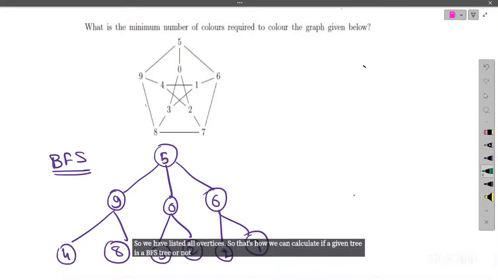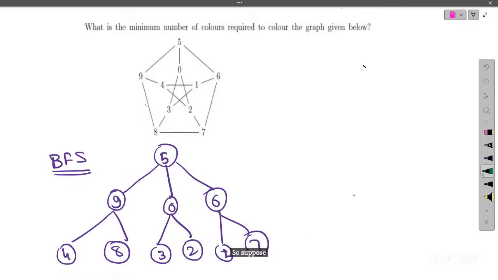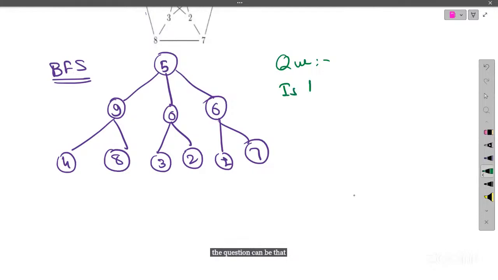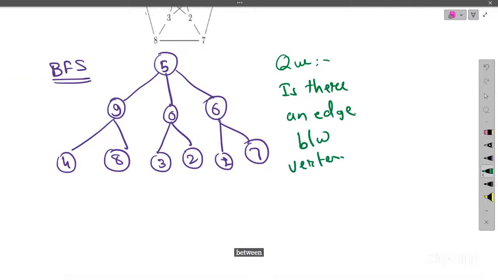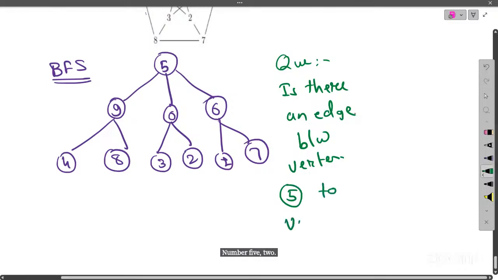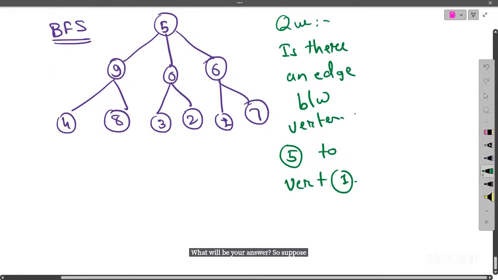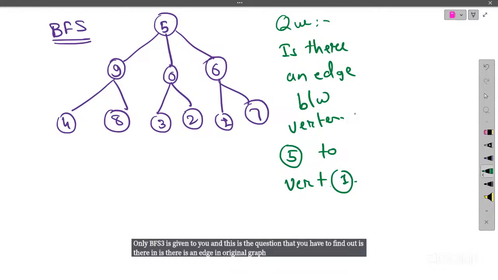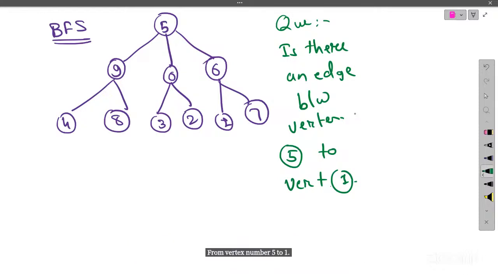Now observe. Suppose someone asks you, and this is a smaller tree, but the question can be: is there an edge between vertex number 5 and vertex number 1? What will be your answer? Suppose the graph is not given to you, only the BFS tree is given, and you have to find out whether there is an edge in the original graph from vertex number 5 to 1. So what will be your answer?